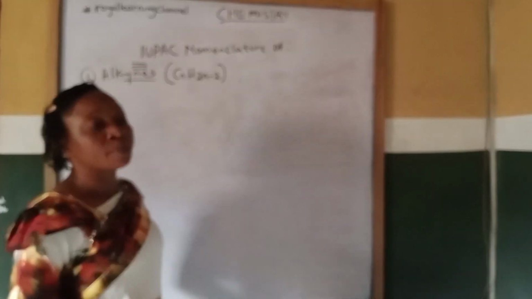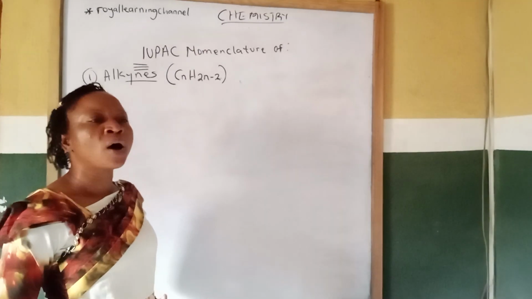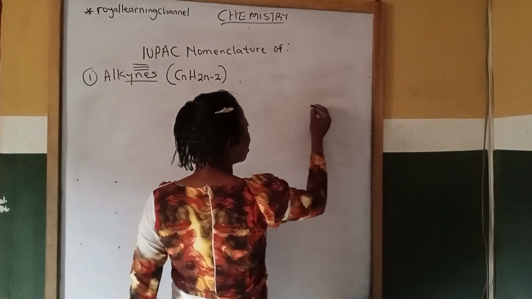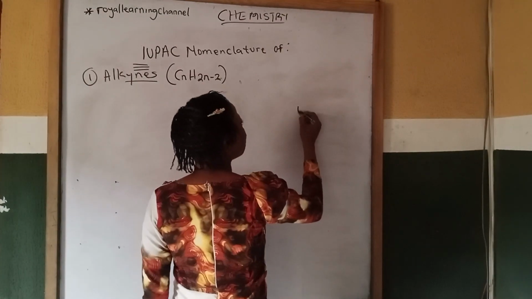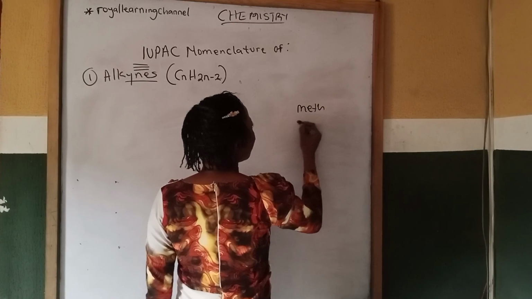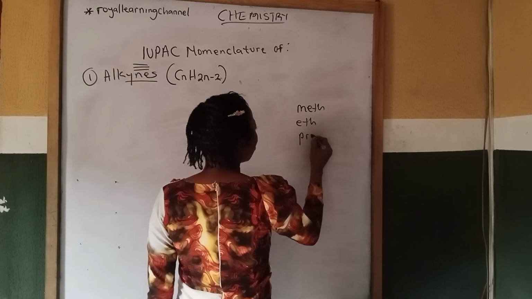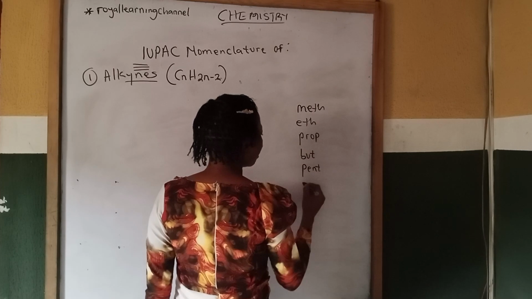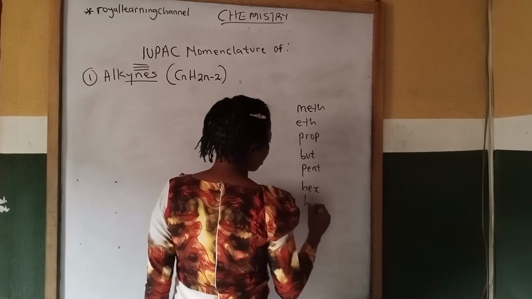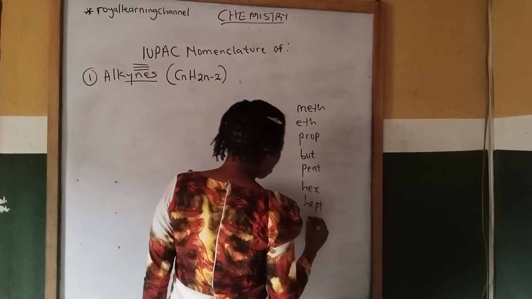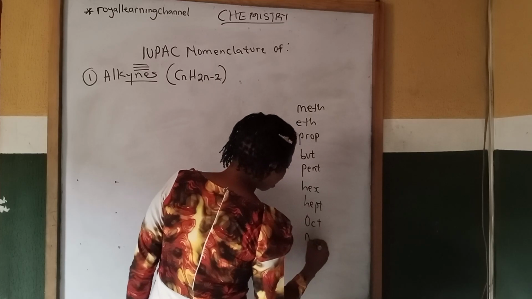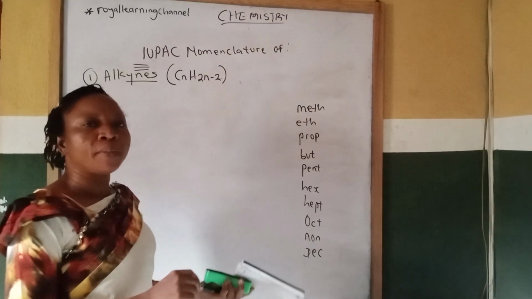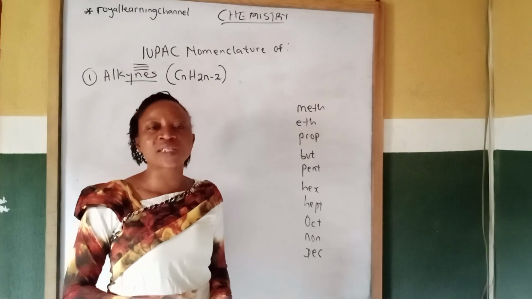Then, like I said in my last video, members of hydrocarbons are derived from the following prefixes: meth, eth, prop, but, pent, hex, hept, oct, non, and dec. So we derive names for members of hydrocarbons, that is the aliphatic hydrocarbons.